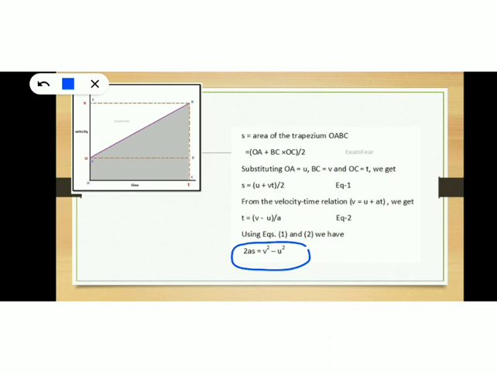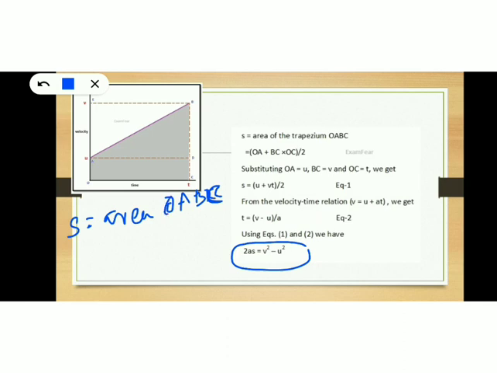below this graph. But this time we are not going to divide that area into triangle or rectangle. We are considering the area in the form of a trapezium. That means we are considering this whole area in the form of a trapezium. So here displacement is equal to the area of the trapezium OABC.